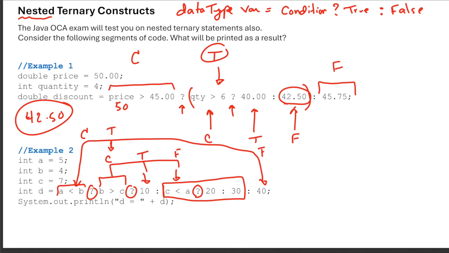another conditional. Now we're ready to go and evaluate everything. The first statement says A is less than B, A is 5, B is 4. That's false. So we're just going to go to the end and say this is going to print out 40.